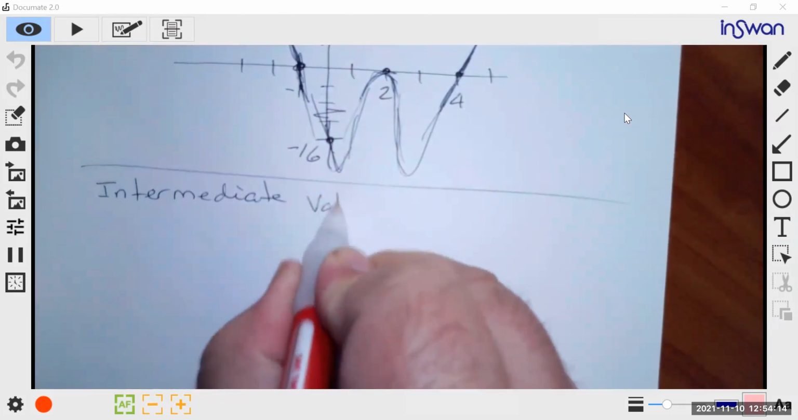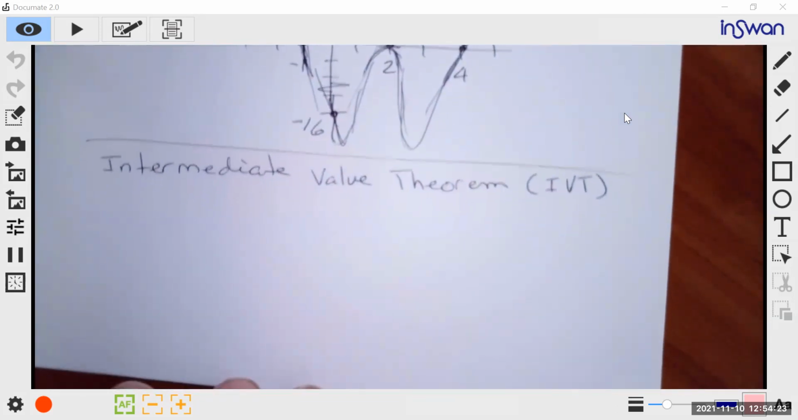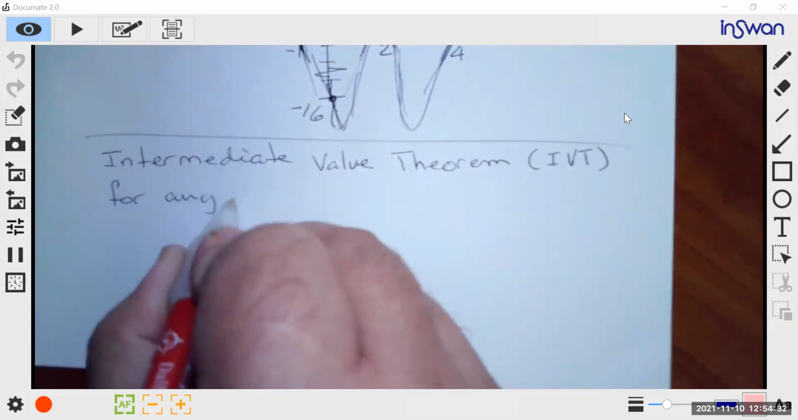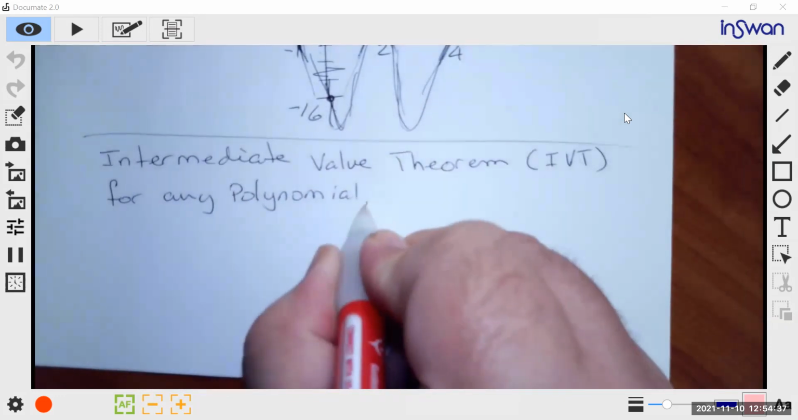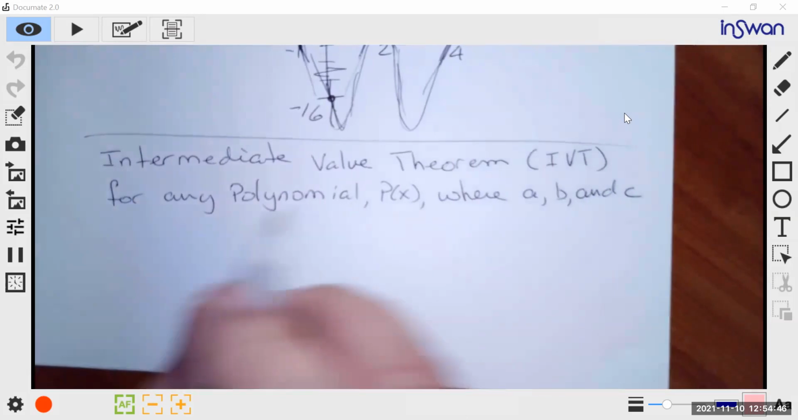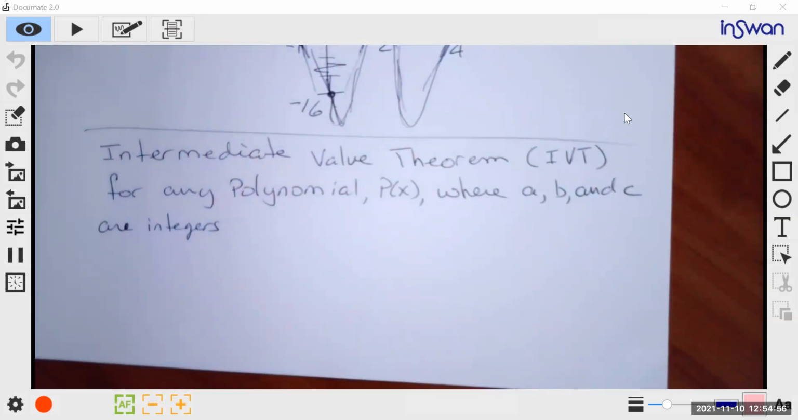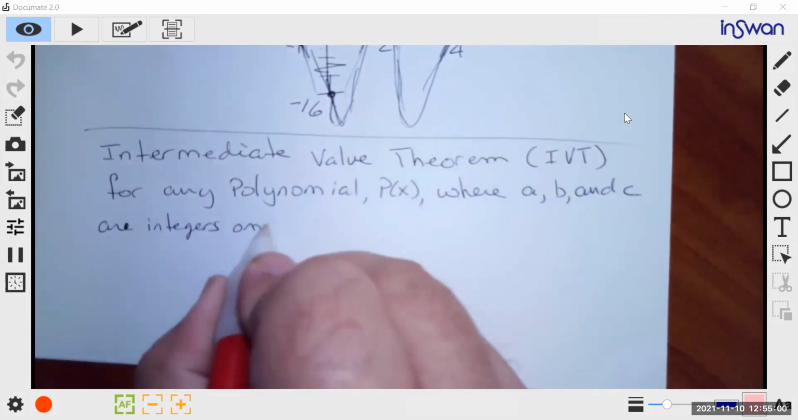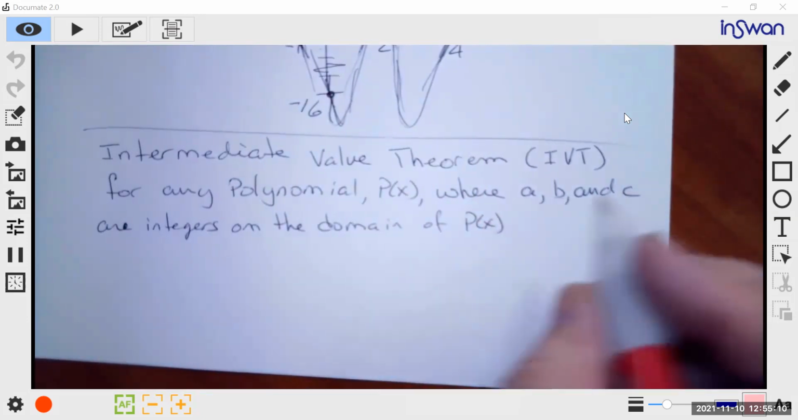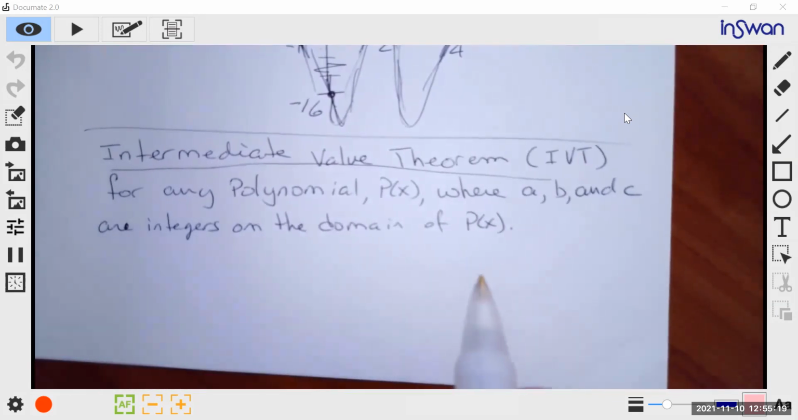The intermediate value theorem, or IVT. The intermediate value theorem states this: for any polynomial P of x, where A, B, and C are integers on the domain of P of x.